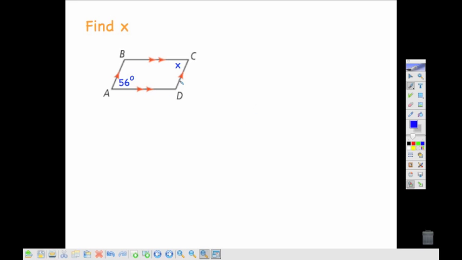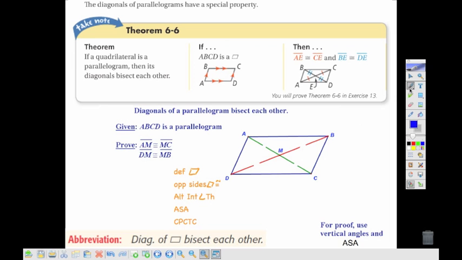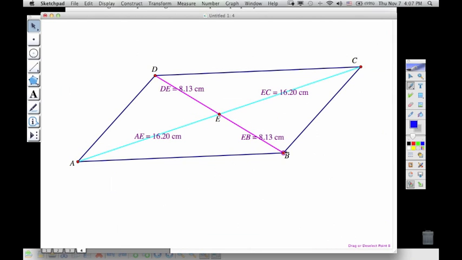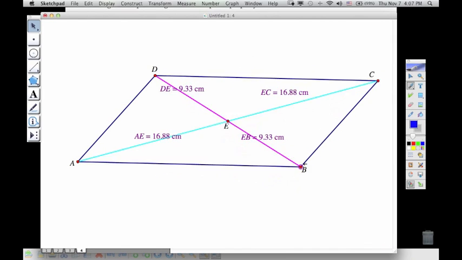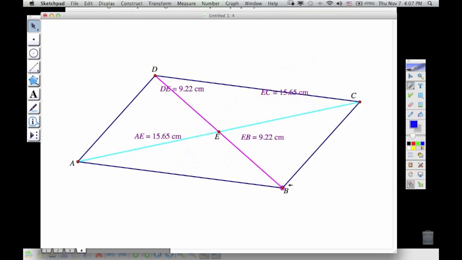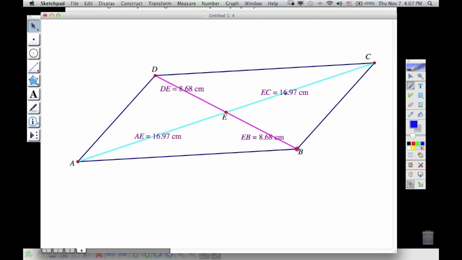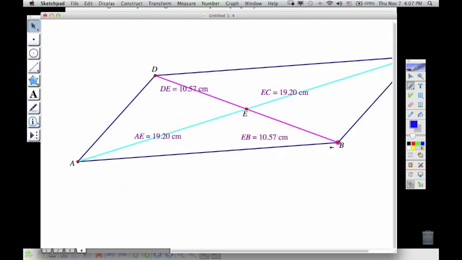So for a simple example of this, we're asked to find x. We'll note that it's across from the 56, and so these are congruent. X equals 56. We also know then that the diagonals of a parallelogram, so we're looking at these diagonals, as I move around, notice that the blue one and the purple one are crossing there at point E, and so I've measured the distance from C to E and A to E, and notice that I'm getting the same value no matter where I move this.